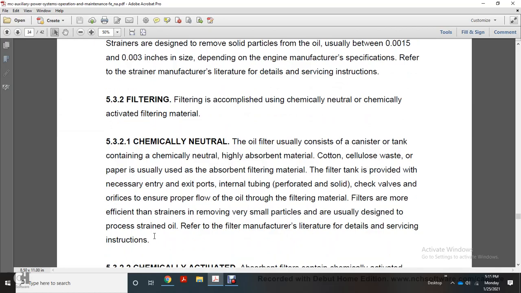A chemically neutral oil filter usually consists of a canister or tank containing a chemically neutral, highly absorbent material such as cotton, cellulose waste, or paper. The absorbent filling material of the filter tank is provided with the necessary entry and exit ports.